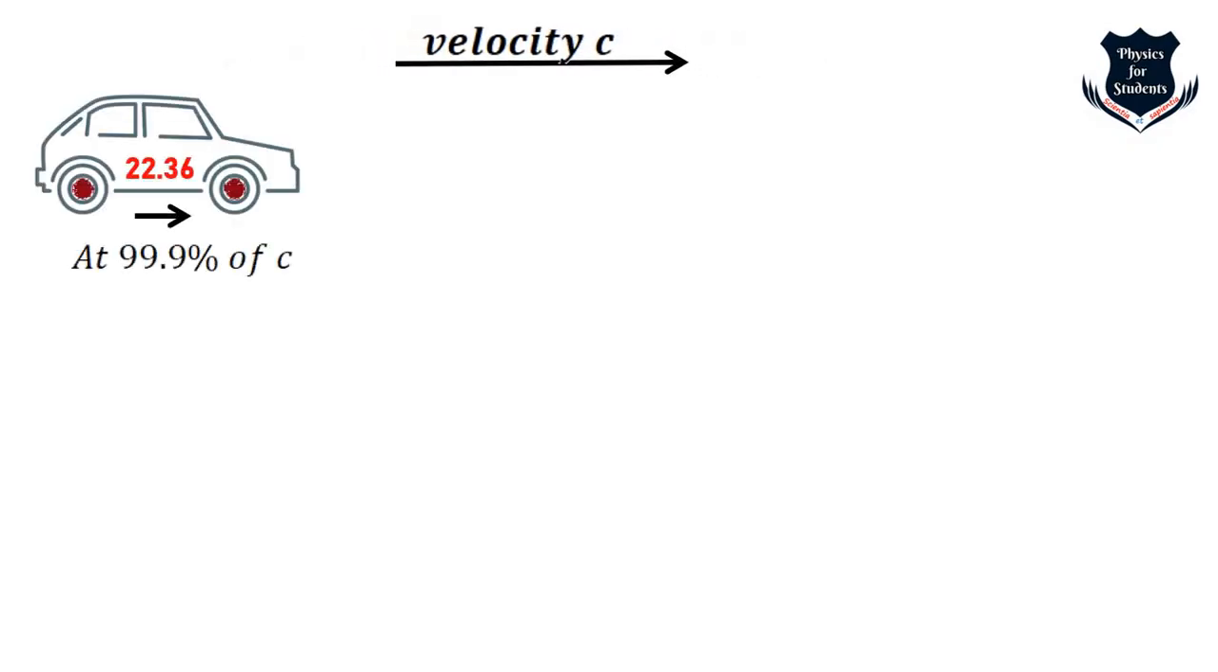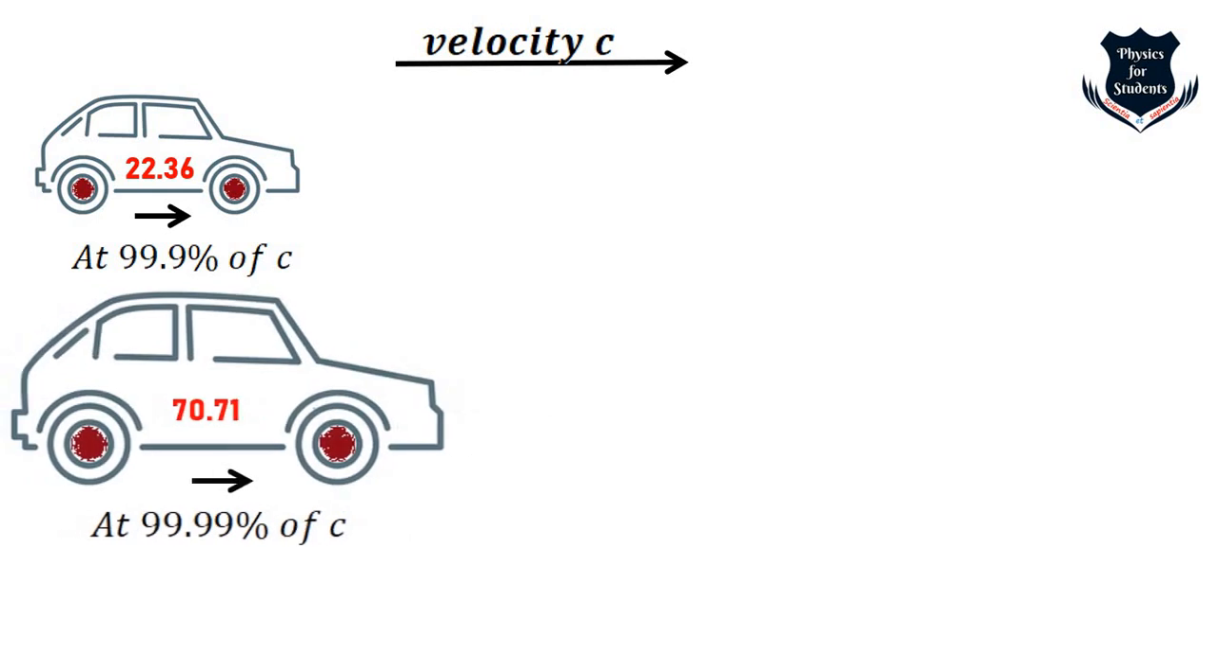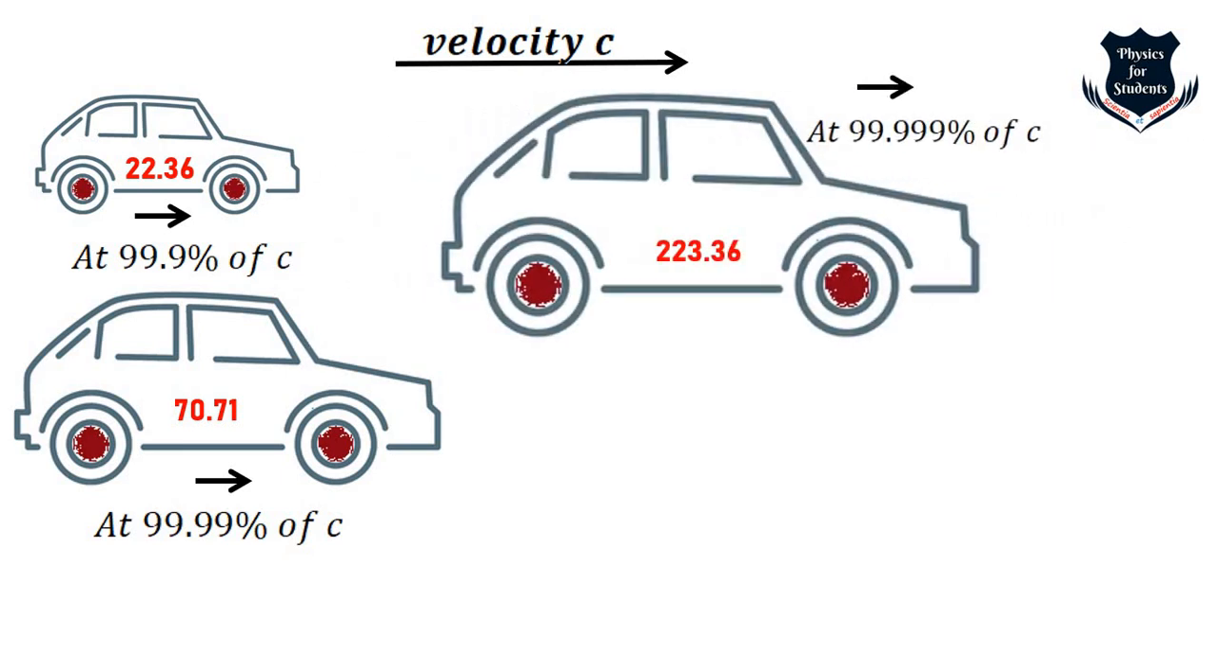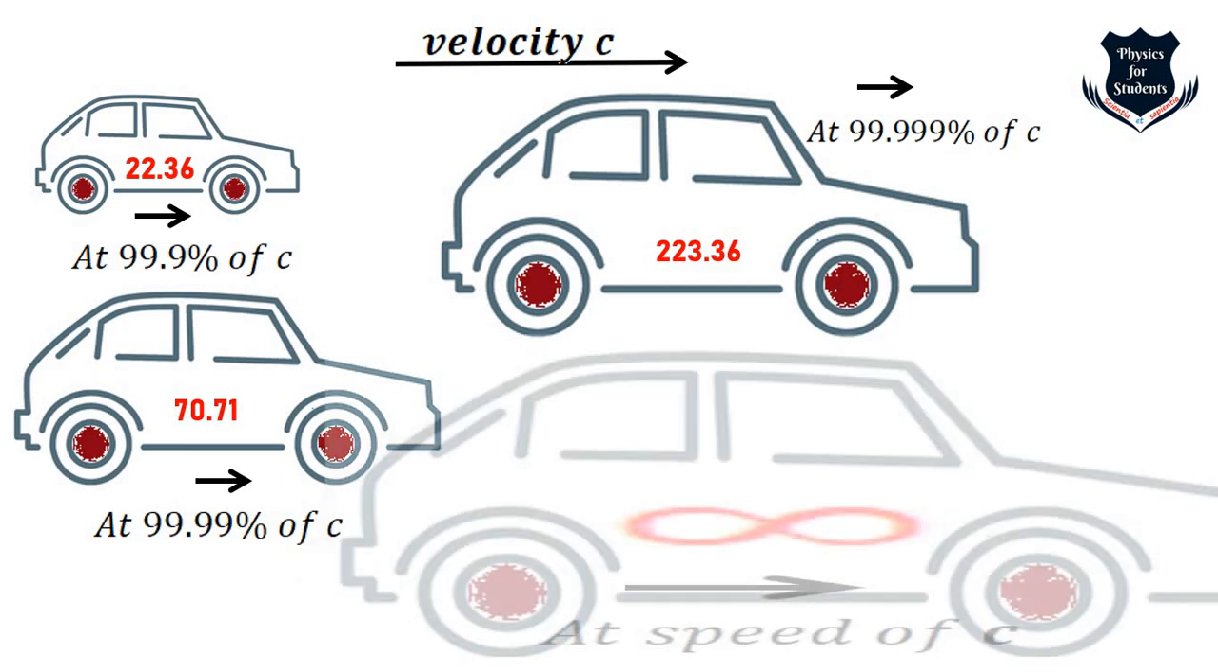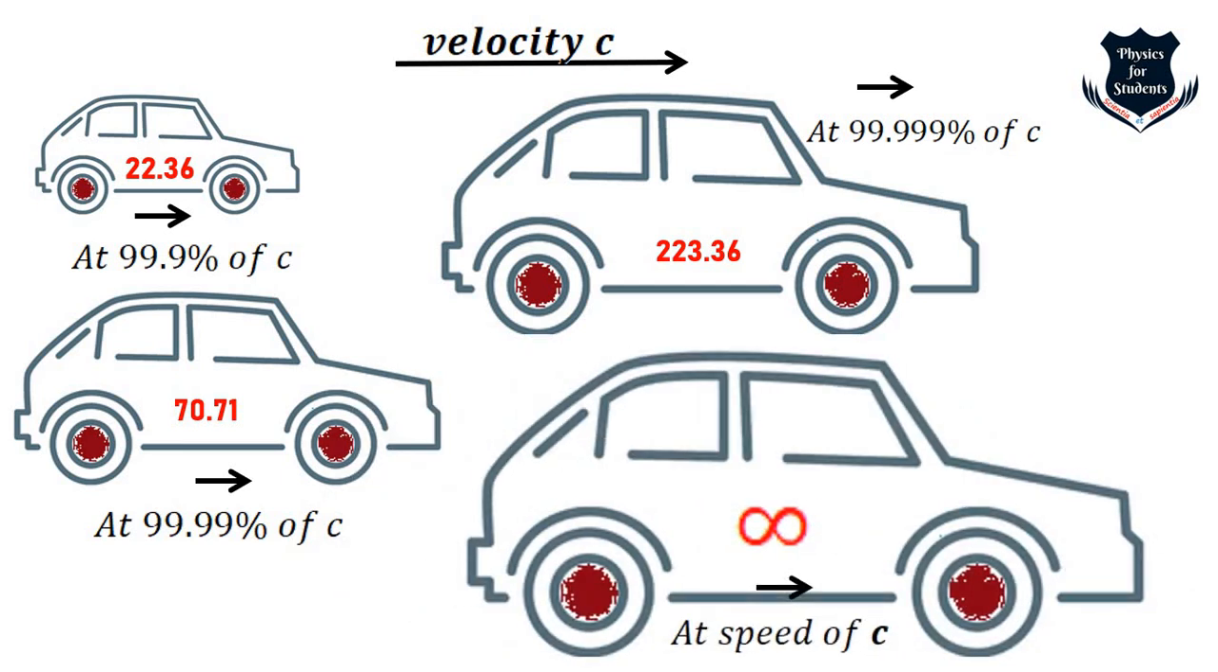Now say, for example, we take the same case. What I'm trying to tell you here is that the mass increases close to the speed of light. As it approaches, the mass increases. So for example, in the first case, at 99.9%, it gets a mass of say 22.36. In the second case, at 99.99%, we see that the mass increases to 70.71. It increases further at 99.999% of the speed of light, to 223.36. And when it comes absolutely close to the velocity or speed of light, it increases to infinity.